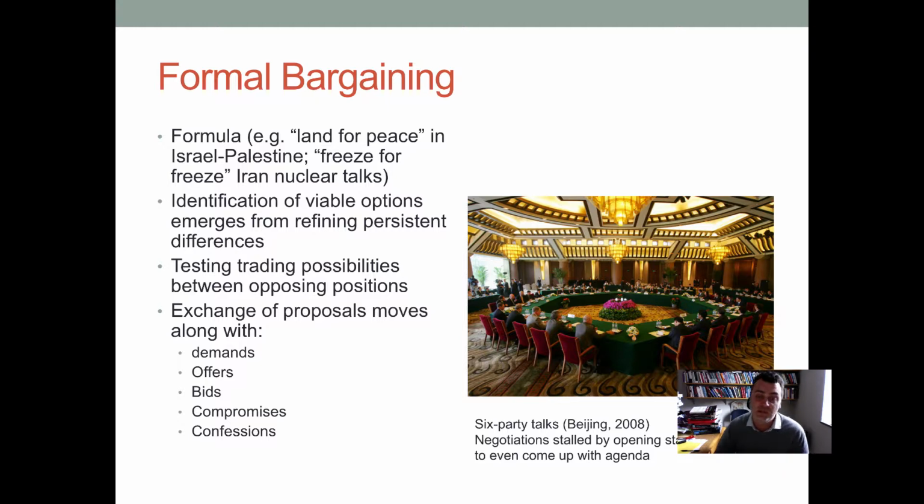Freeze for freeze with the Iran nuclear talks. We will freeze sanctions if you freeze enriching uranium.